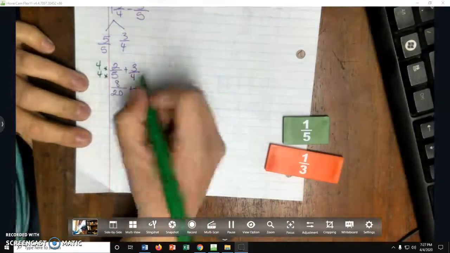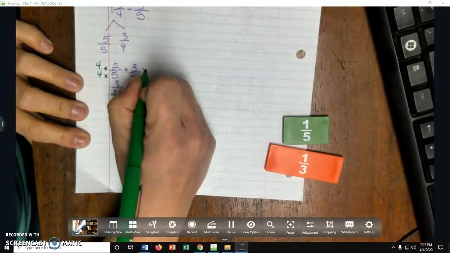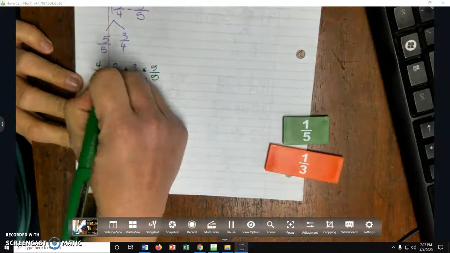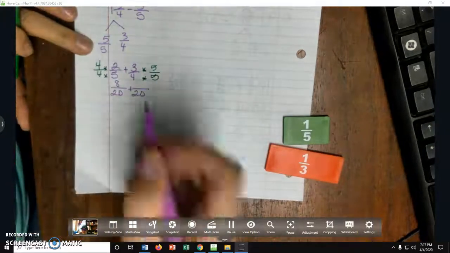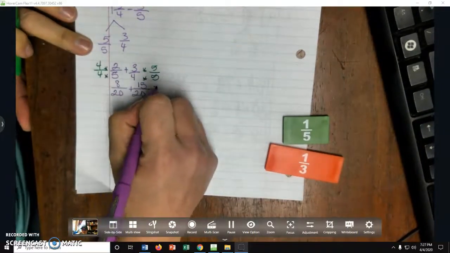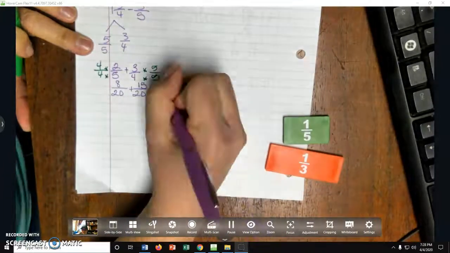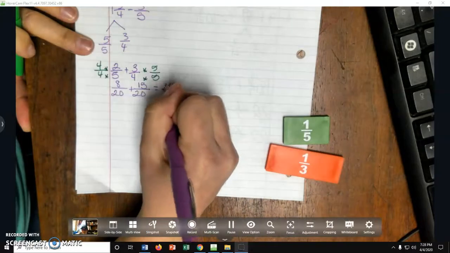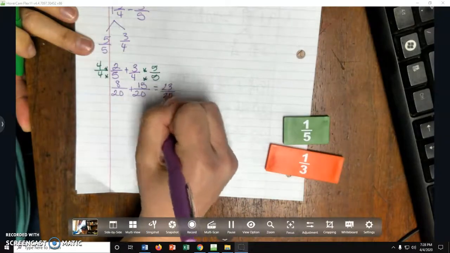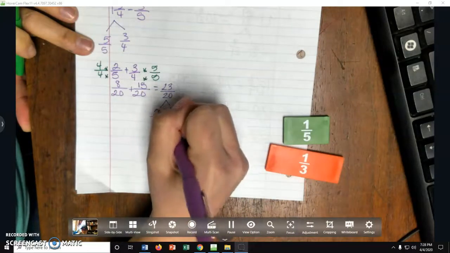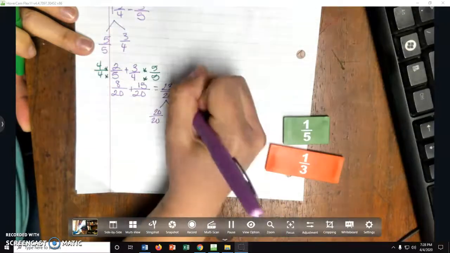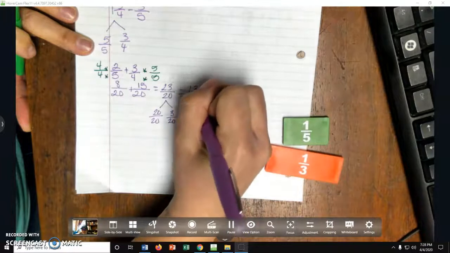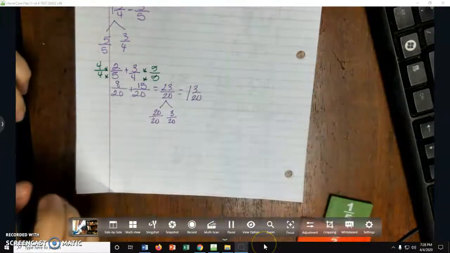And on this side, this is really 5 over 5, okay, so this is really equivalent to 15/20. So this becomes 23/20. Improper fraction, we can't leave it like that, so we need 20/20. So we have 3/20 left over. This becomes 1 whole and 3/20. All right, method number 2.